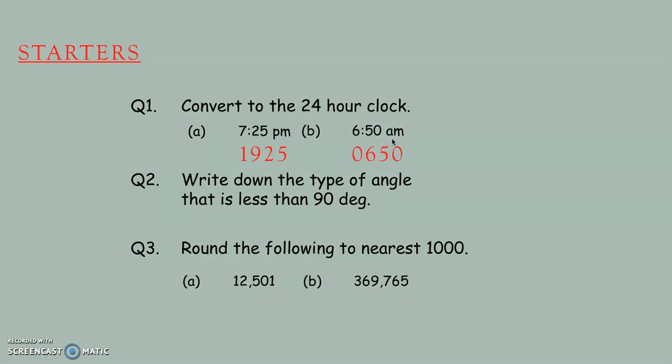Question number 2, write down the type of angle that is less than 90 degrees, so you should have acute for that. Question number 3, you have to round the following to the nearest 1000. A, 12,501, is that closer to 12,000 or 13,000? It's closer to 13,000. B, 369,765, is that closer to 369,000 or 370,000? Yeah, it's closer to 370,000.